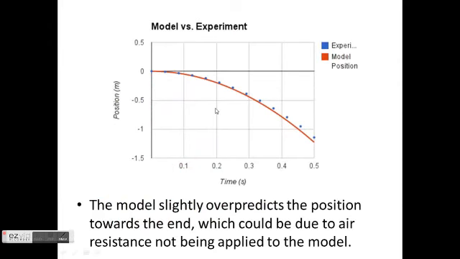Now let's compare the model position versus the experimental position. We see that the model prediction starts out well, but as we move towards the right, it starts to over-predict the position of the ball. And this is mainly because the ball is starting to pick up air resistance, and since our model did not account for this air resistance, it over-predicts at the end.